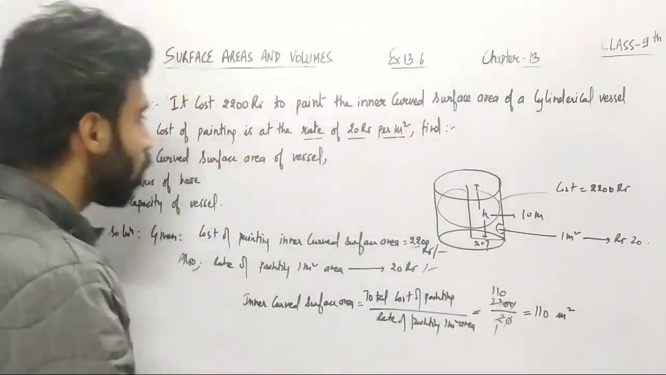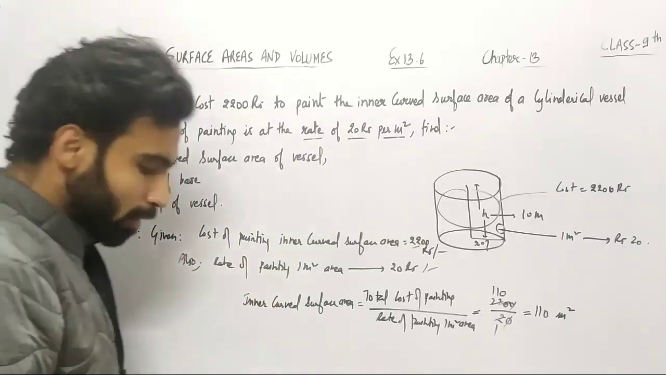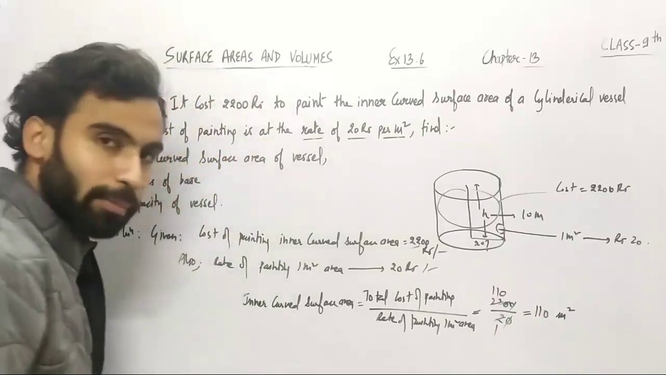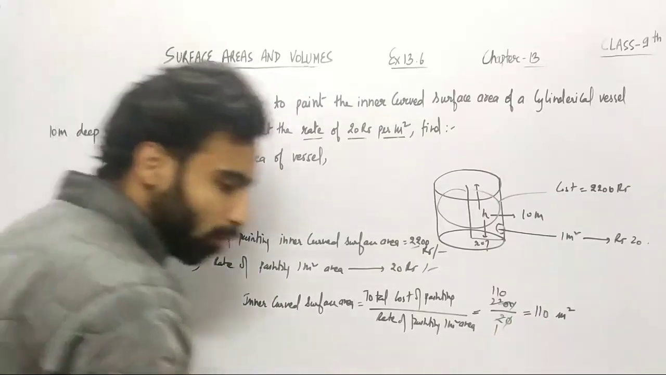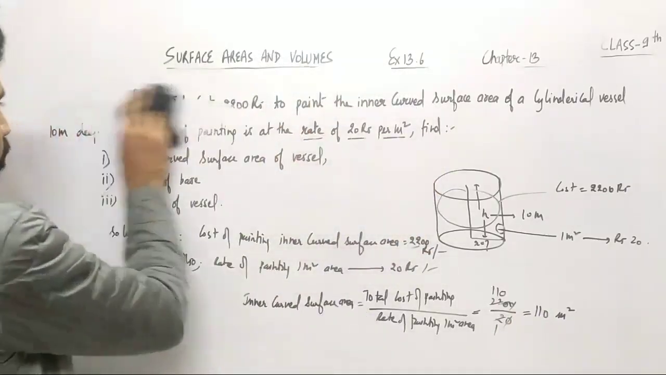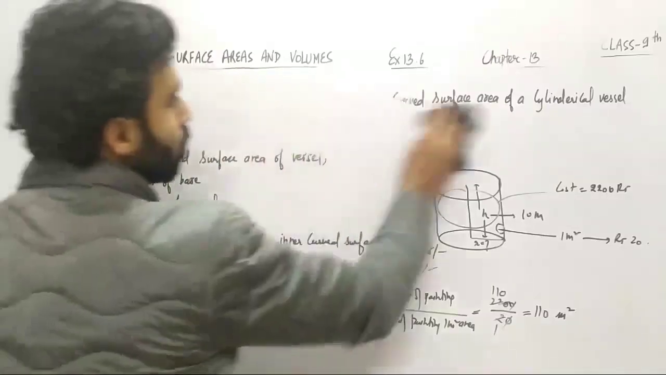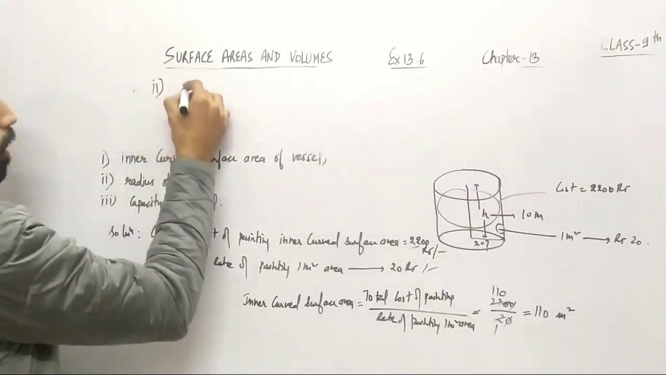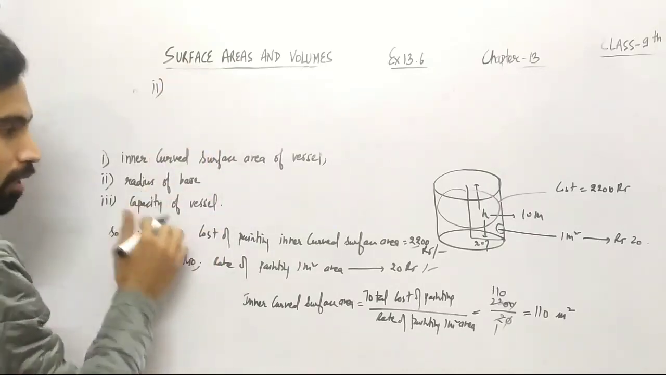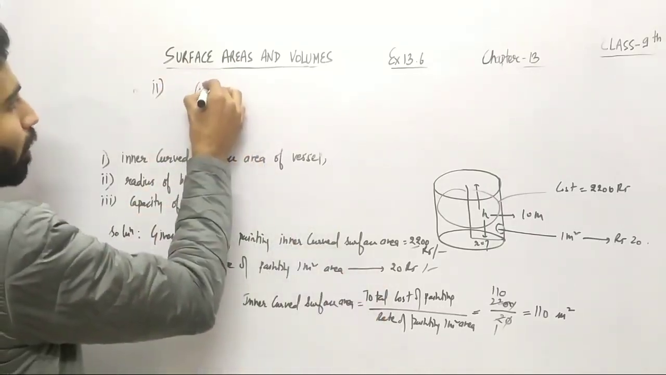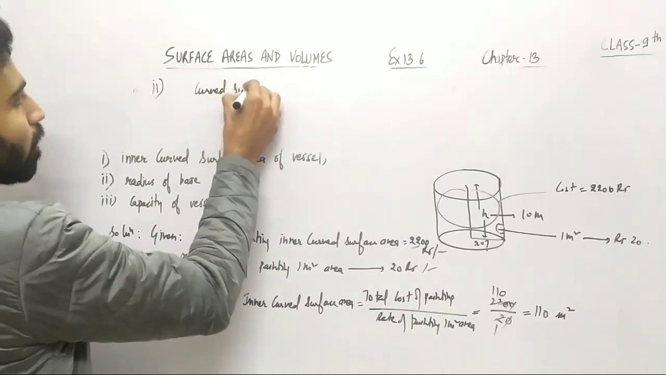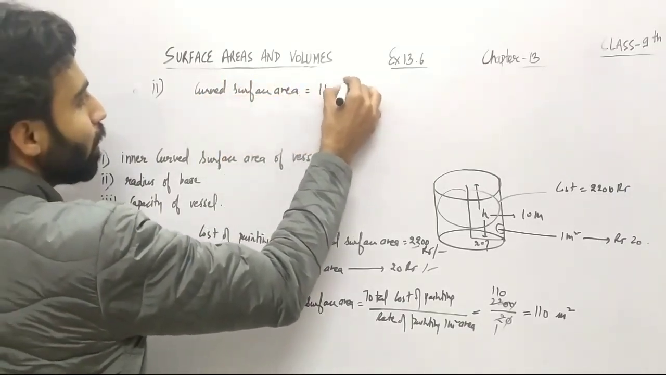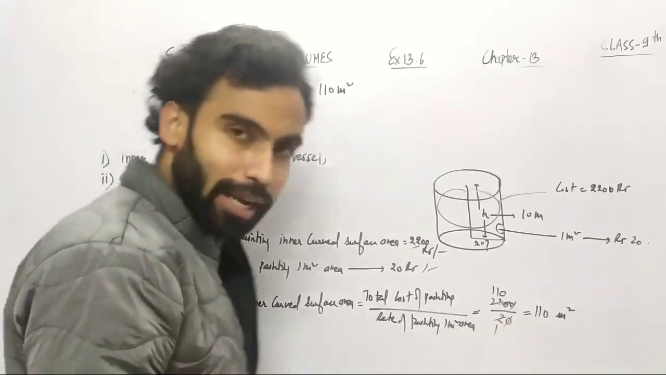नाउ लेट अस मूव ऑन टू द सेकंड पार्ट. अब जैसा कि हमारे पास कर्व सरफेस एरिया हमें मालूम है दैट इज 110 मीटर स्क्वायर. नाउ लेट अस मूव ऑन टू फाइंड आउट द रेडियस. So in the second part you can see we have to find out the radius. Now we know that the curved surface area is 110 meter square जो कि हमने first part में calculate किया.